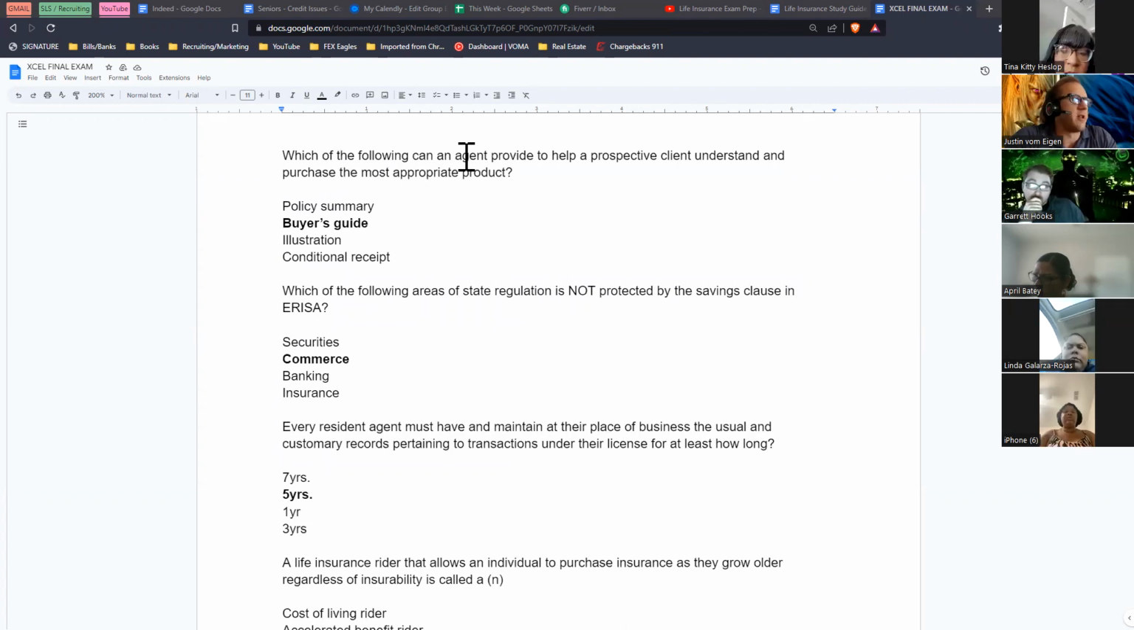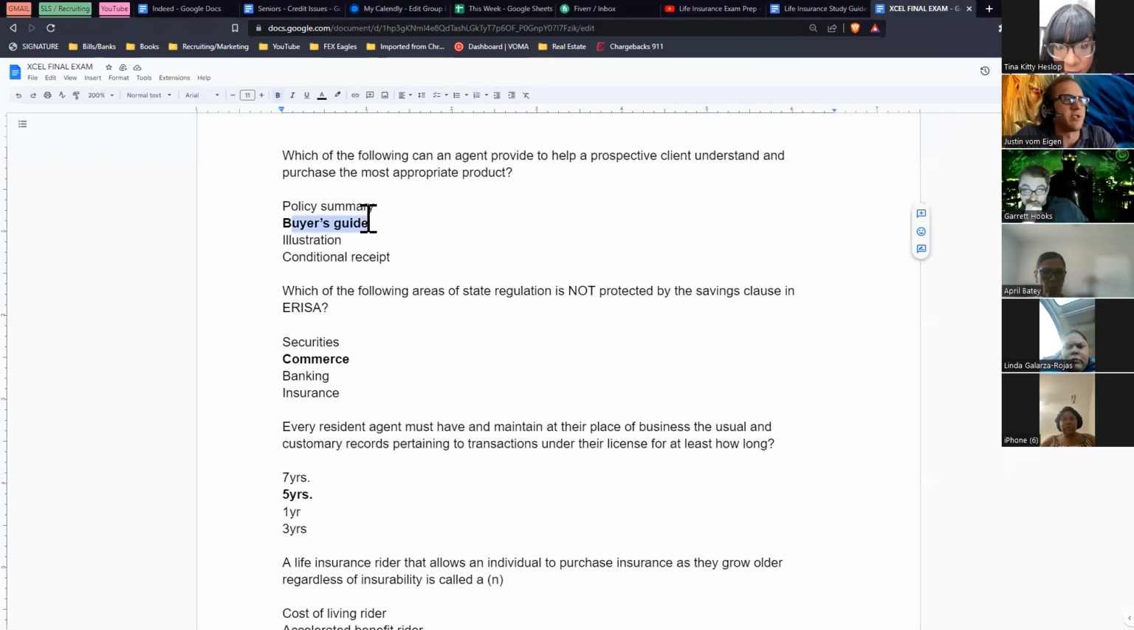Which of the following can an agent provide to help a prospective client understand and purchase the most appropriate product? Policy summary, buyer's guide, illustration, condition, or receipt. The buyer's guide. The state's super crazy about everyone knowing about a buyer's guide, even though no one actually cares about it when they sell insurance.